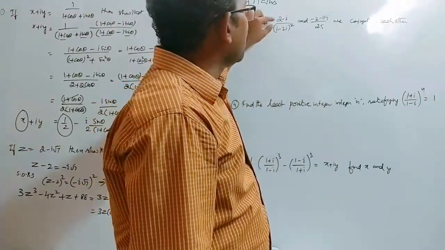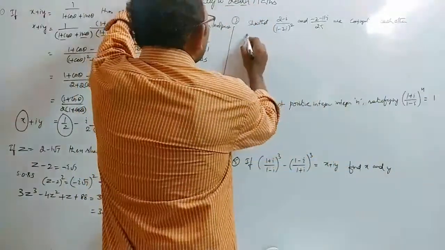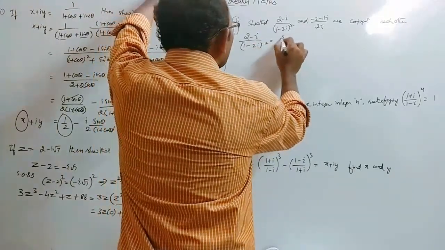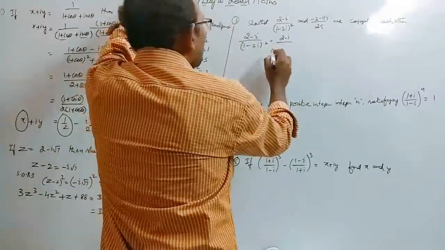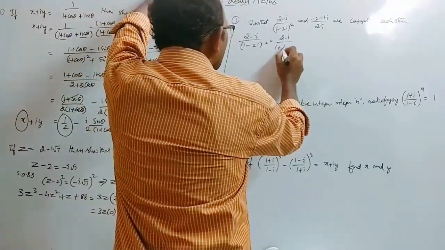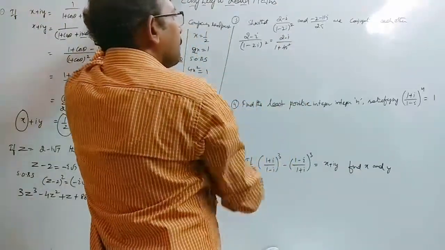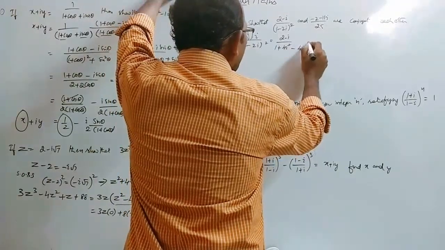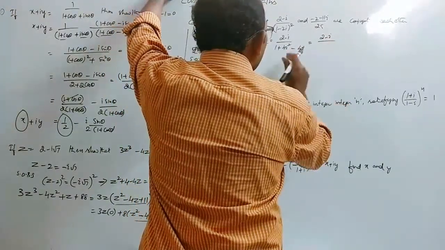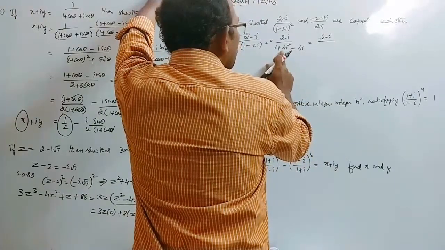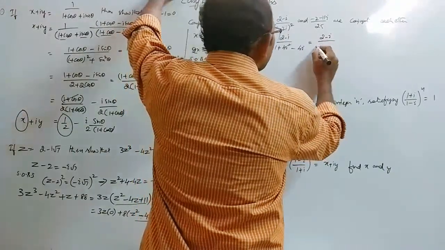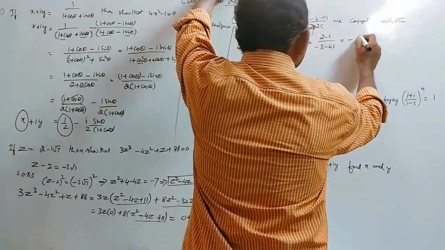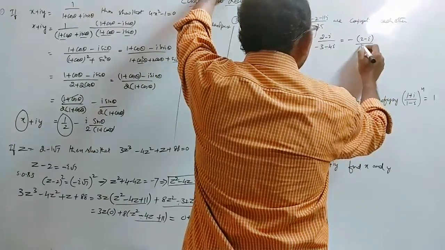Now let us solve this one. (2 minus i) by (1 minus 2i) whole square, that is equal to (2 minus i) by (a minus b) whole square, a square plus b square, which is 1 plus 4i square, minus 4i. Therefore, that is equal to (2 minus i) by, i square is minus 1, here minus 4, minus 4 plus 1, minus 3 minus 4i. Let us take minus common. Therefore, minus of (2 minus i) by (3 plus 4i).